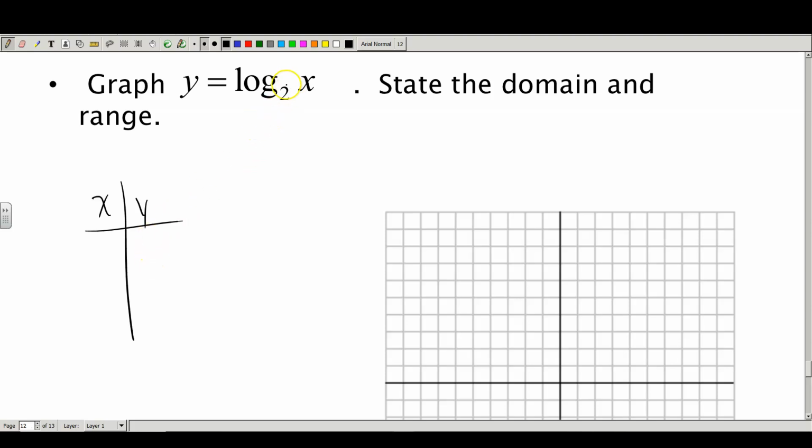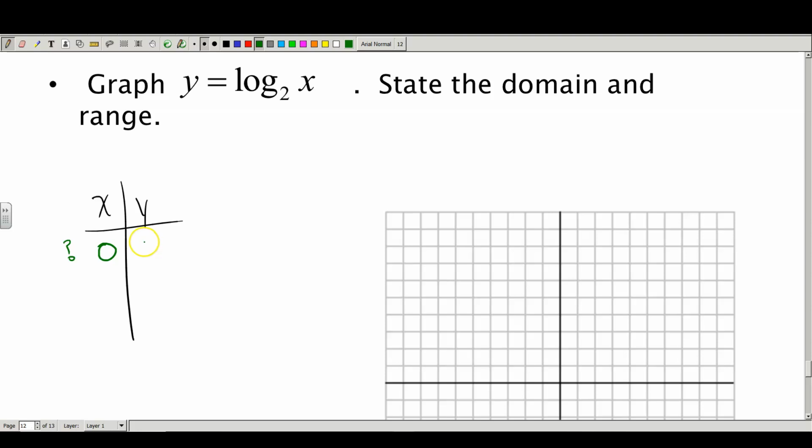We already know that 2 is our base for this logarithm. That's already chosen for us. The thing that we have an option to plug in is this x. So what can we plug in for x and get an output? Well, can we plug in 0? Here's a question: can I plug in 0? If I plugged in 0, what would my y value be?